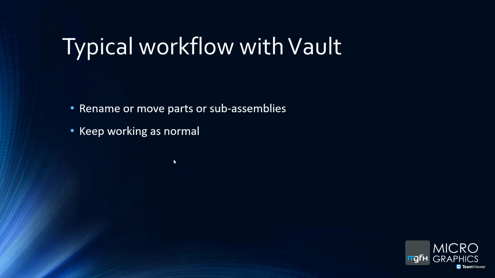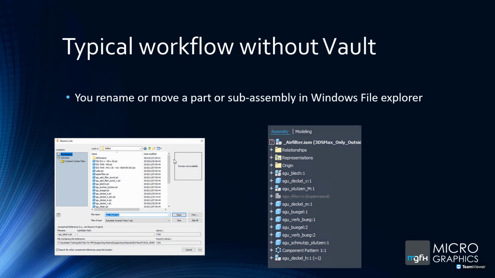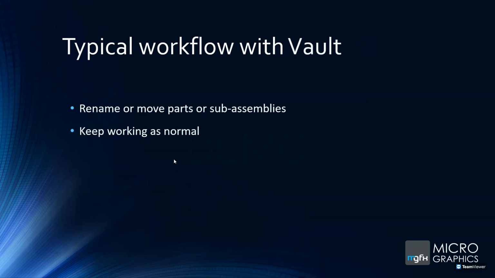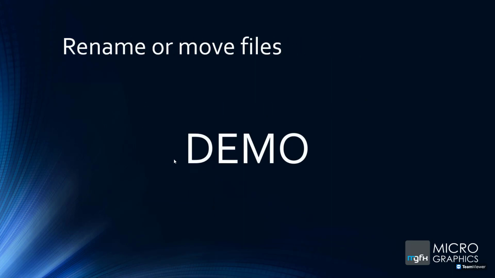And the nice thing about this is that you can rename or move those parts or subassemblies or assemblies within Autodesk Vault and just keep working as normal. This message won't come up over here, resolve link. There's no resolve link or anything like that. You just keep on working as is, and there's actually not an issue whatsoever. Okay, so let's see, how does that work over there?